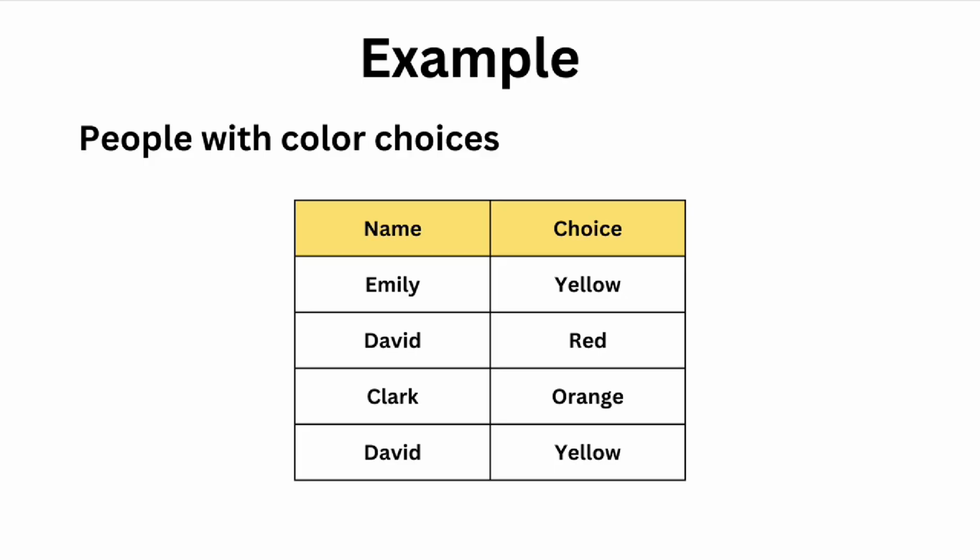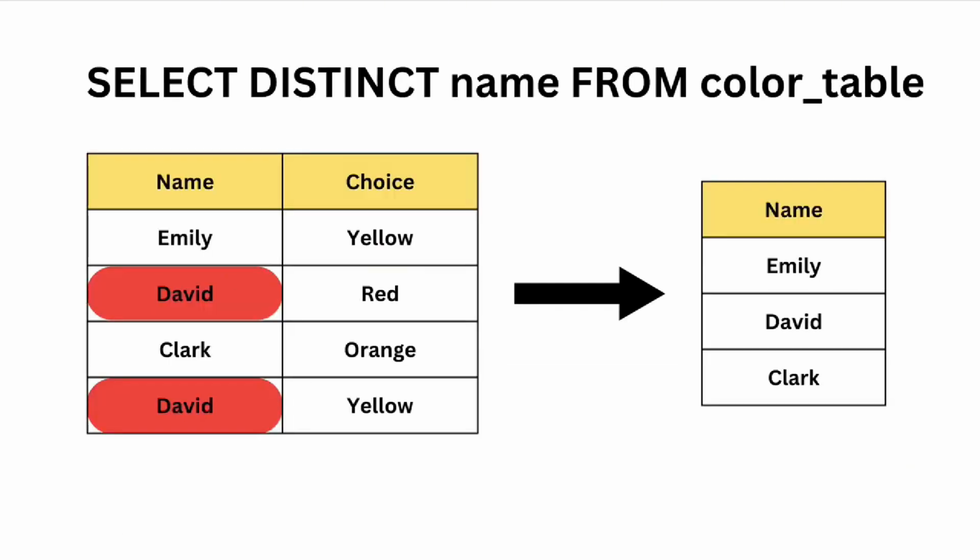Imagine a table of people who were surveyed to choose a color. So here we have the names of the person, just their first name, and then the color choice they made. Let's imagine we actually called select distinct from the name column from the color table. We'll notice that we have two instances of David inside this name column, which means when we actually select the distinct names from this table, it's going to return back the following, just the unique first names in this actual column.